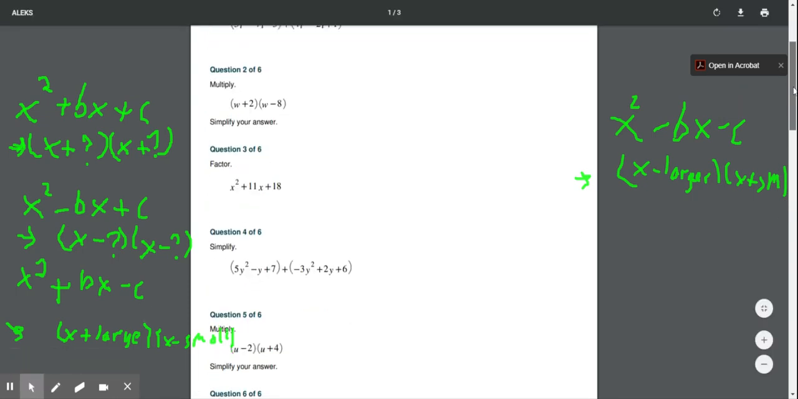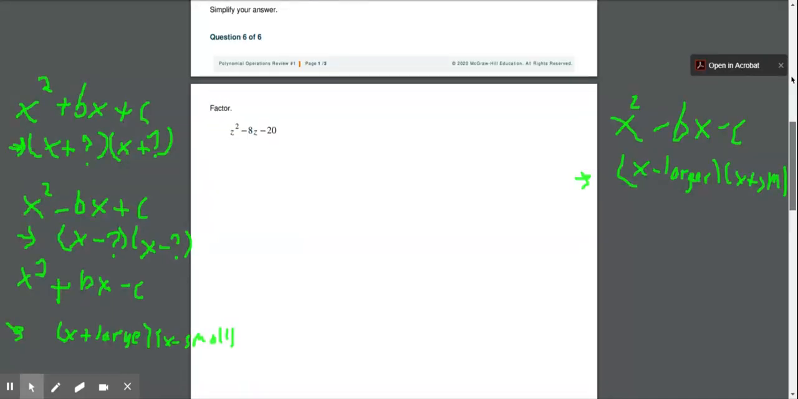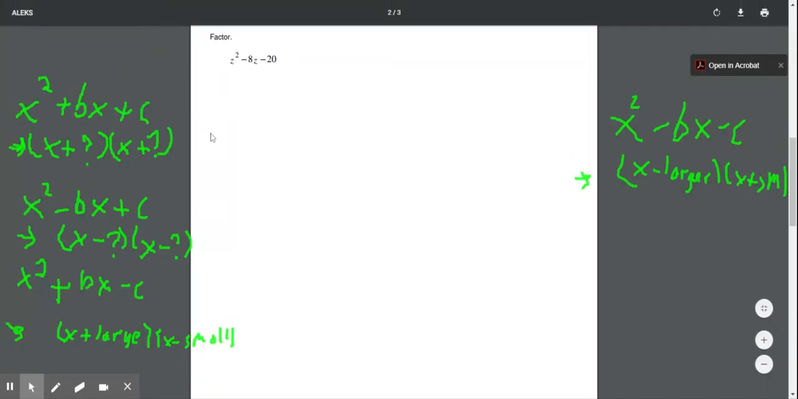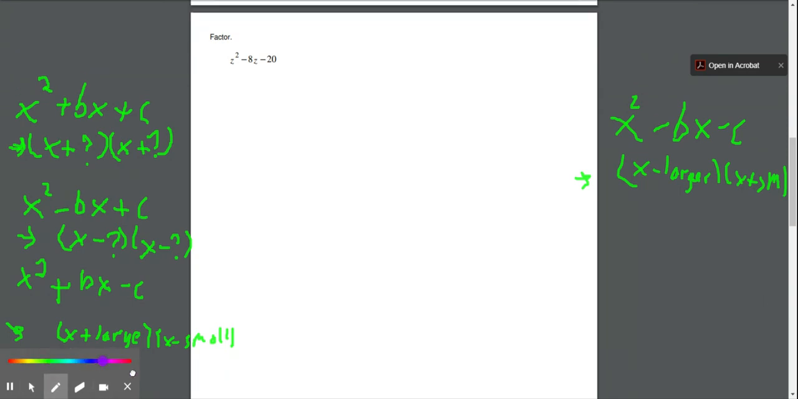All right, so here's a good example here, number 6. Okay, so for this one, we have negative and negative. So that one is going to be this last one here. So it's x minus a larger, x plus a smaller. Because we have negative and positive, we want to think of numbers that actually subtract to make 8 instead of adding, because we have positive and negative.